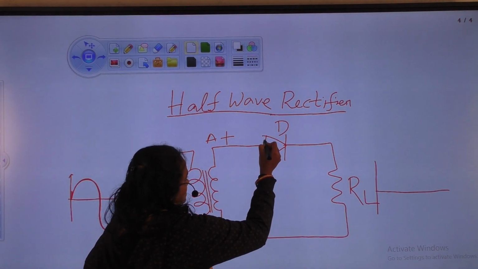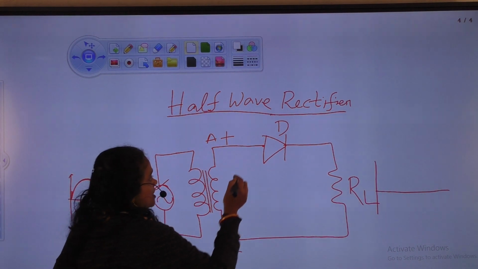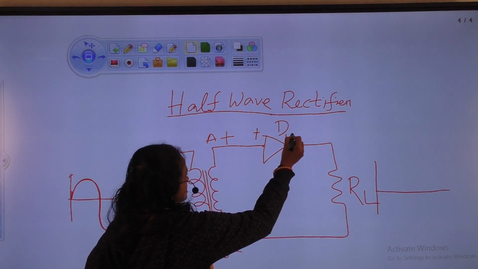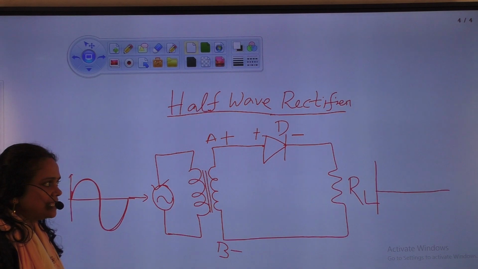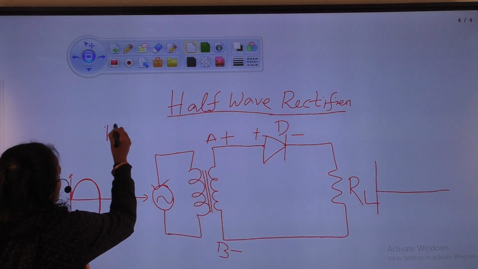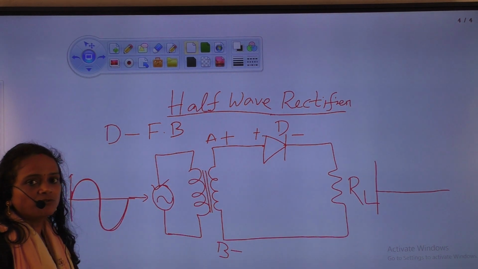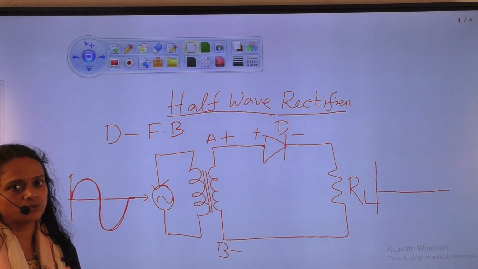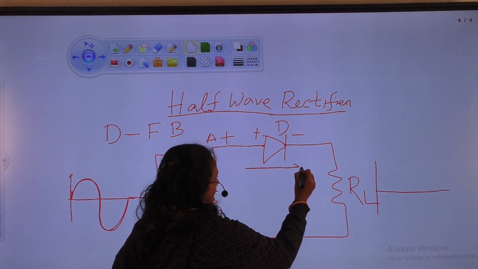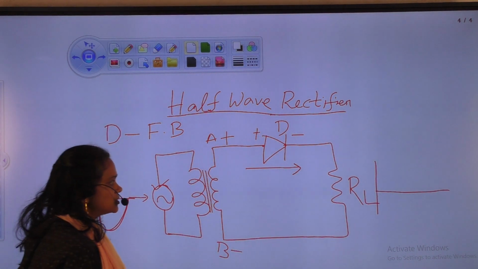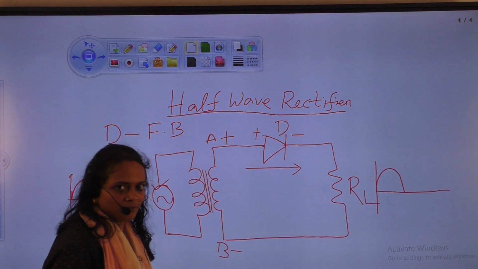And the diode terminals, means one is positive and the other one is negative. So this side is positive and this side is negative. So in the positive half cycle, diode D is forward biased. As we know, in forward bias condition, current flows through the diode. So in the positive half cycle, current can pass through the diode D. So at the output, we get this type of waveform.